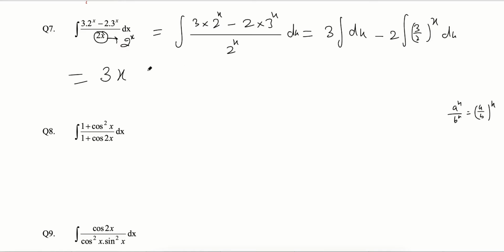So this value will be equal to 3x minus 2, and this is the a power x form. The a power x integration is what? a power x means 3 by 2 power x divided by ln 3 by 2 plus c. This will be your final answer. Is this clear? Am I right? Next question.